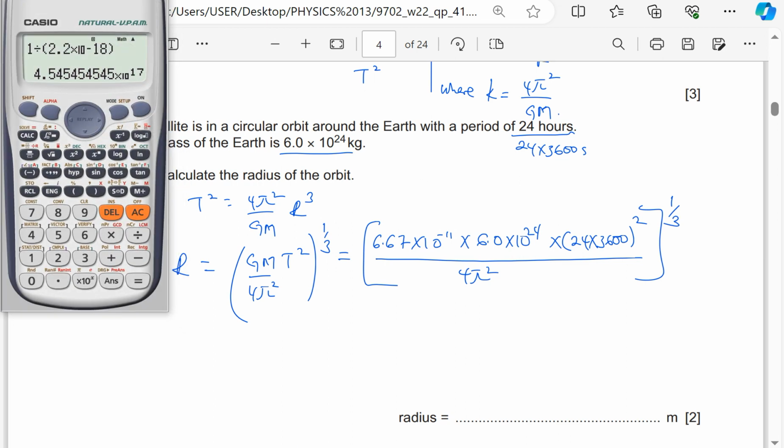So I'll check with my calculator. I'll start with the simplest part. I'll start with 24 times 3,600. But this is raised to the power of 3.